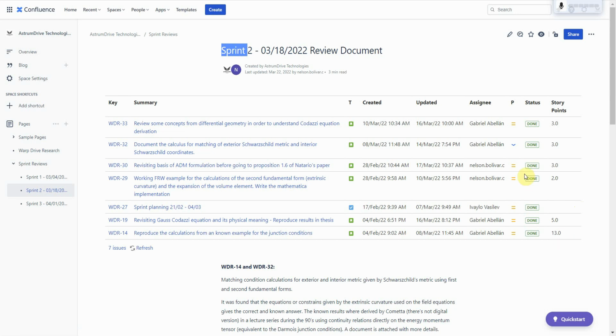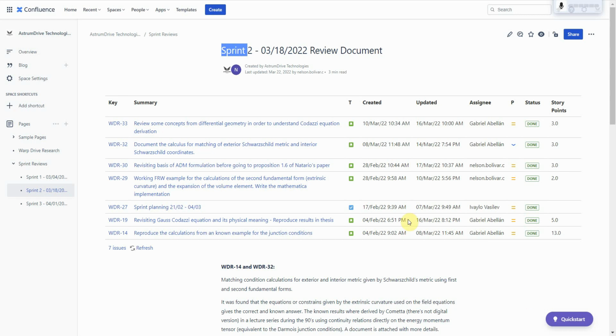We finally finished studying matching conditions for exterior and interior Schwarzschild metrics, and we found all these equations that tell you how to match the extrinsic curvature generated by space-time outside and then space-time inside. We made very nice notes that you can ask us to share with you.